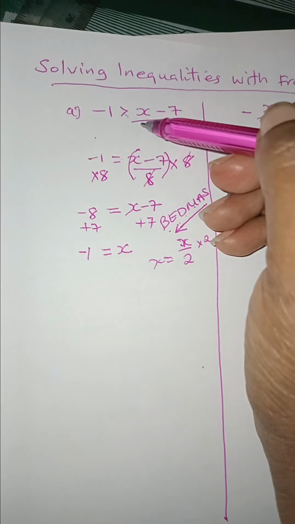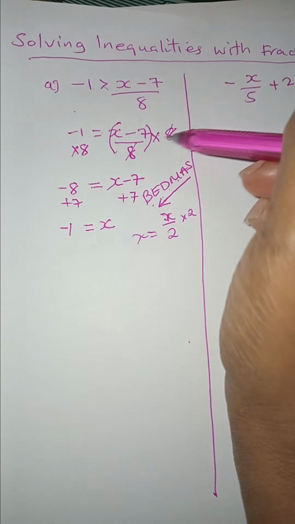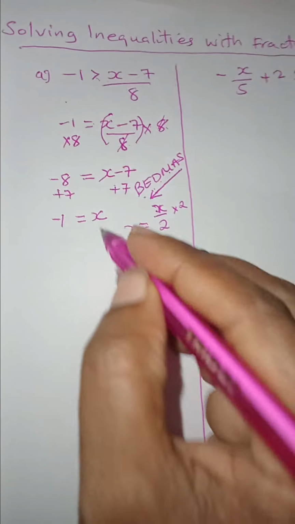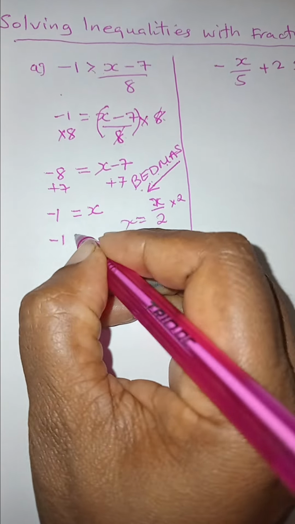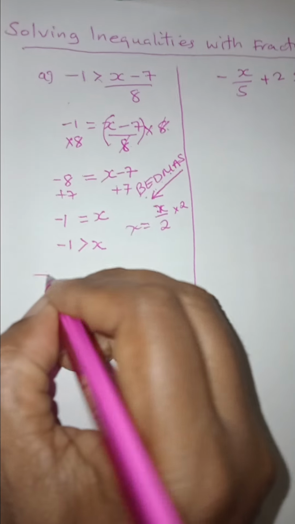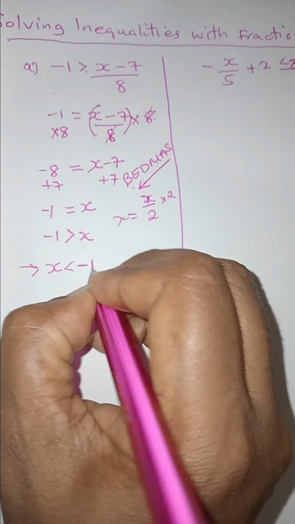Now looking at the process, we have multiplied by a number, but it's a positive number, so we do not change the greater than sign. We leave it as it is, and so our final solution is negative 1 is greater than x, meaning x is less than negative 1.